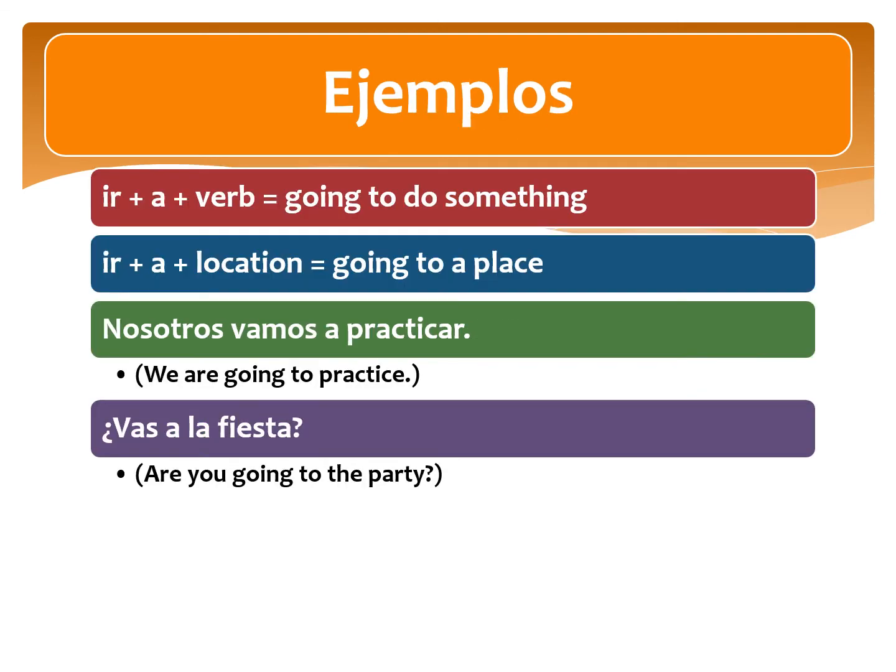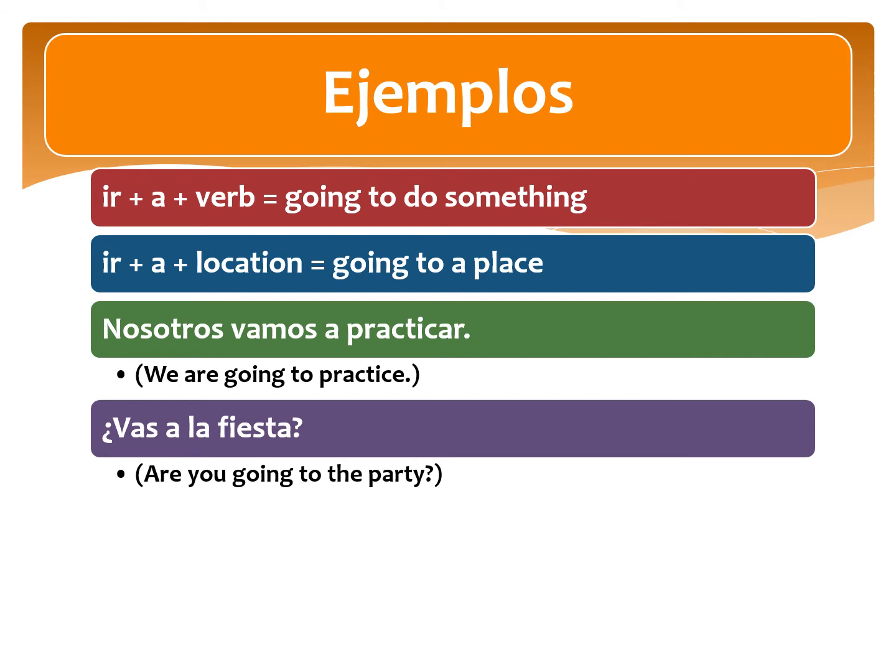Okay, notice some more uses of ir here. So ir is a very important verb. We can say I'm going to do something, or I'm going to a place. So that's how we can talk about the future tense. And we can ask other people what they are going to do or where they're going to go. So ir plus a plus a verb, and it's an infinitive verb. So that second verb I'm not going to change. It's going to do something. Or ir plus a plus location, going to a place.